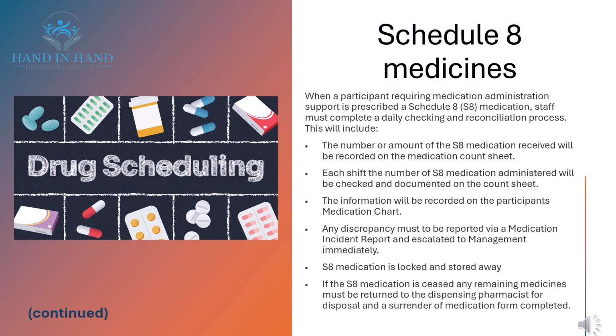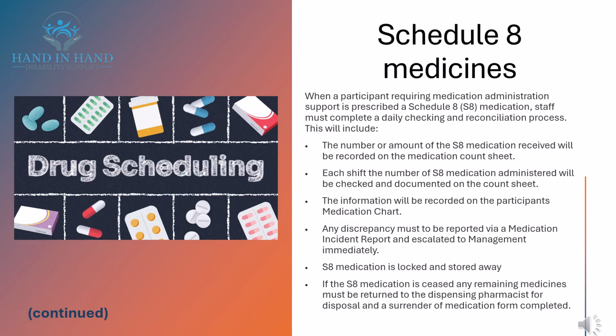When a participant requiring medication administration support is prescribed a Schedule 8 (S8) medication, staff must complete a daily checking and reconciliation process. This will include the number or amount of the S8 medication received being recorded on the medication count sheet. Each shift, the number of S8 medication administered will be checked and documented on the count sheet. The information will be recorded on the participant's medication chart.